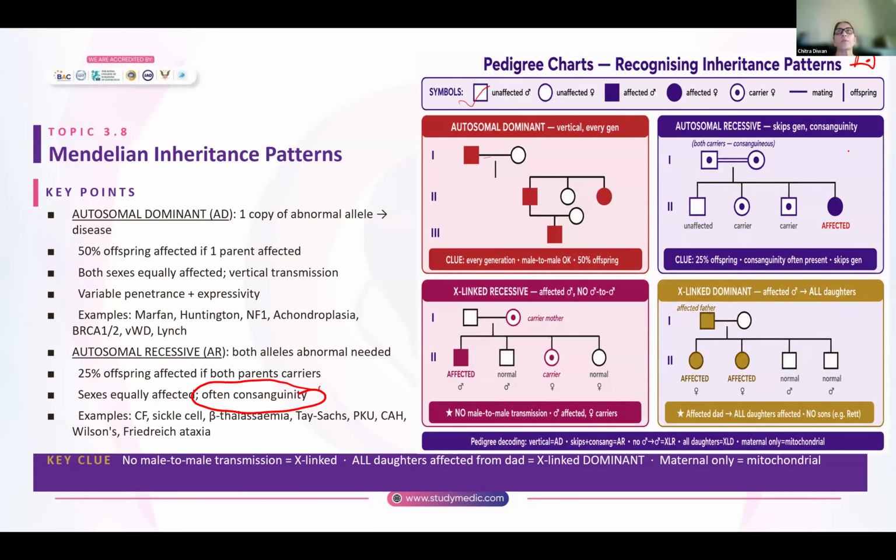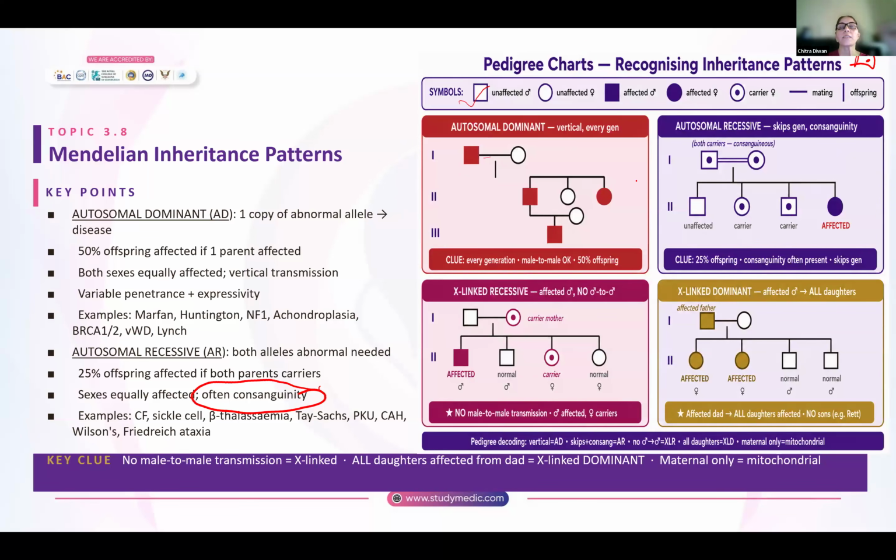So let us see autosomal dominant. Now remember, it is autosomal dominant. It is going to be expressed in each generation. There is no skipping of generations. And also a male can transmit the disease to the male, female can transmit to female. And it is seen in at least 50% of the offspring, who will be affected.